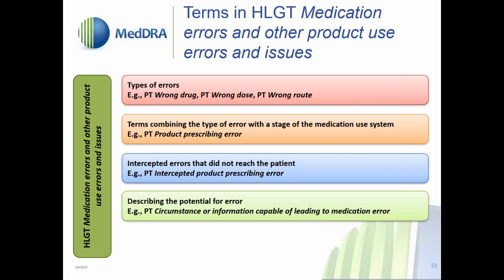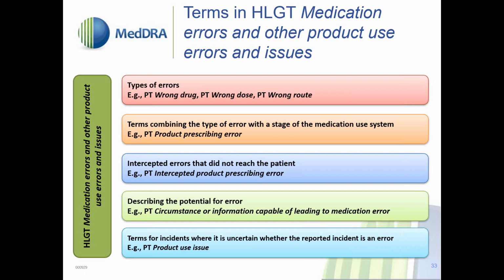And I will provide more examples later on, as well as the vague PTs that I've already addressed, which can be used when it is unclear whether the reported incident was due to an error or happened intentionally, or when it is unclear whether an intentional deviation from the label by the patient or consumer occurred in the context of therapeutic use. So product use issue and PT, intentional product use issue, are these PTs.